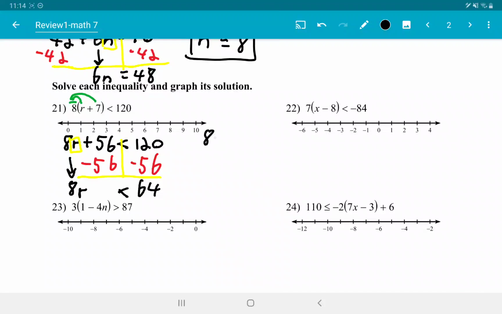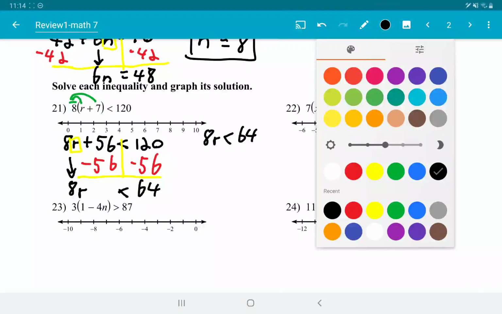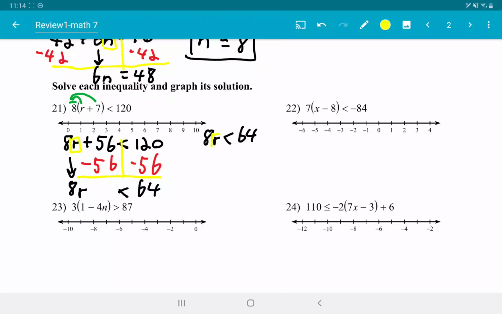Let's draw that back up here again. Isolate, build your wall. Again, since it's 8 times r, I want to divide by 8. Remember, take the opposite operation that you're doing. So r is less than 8.